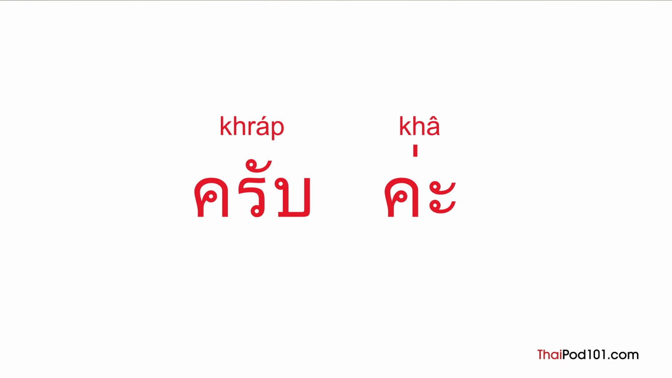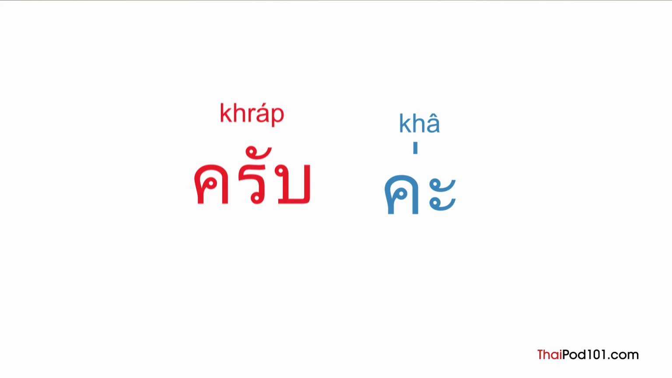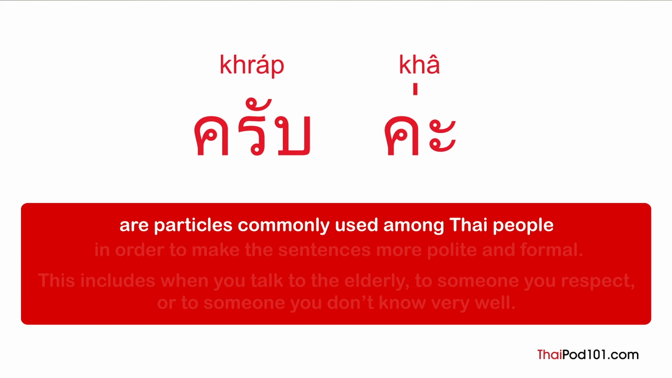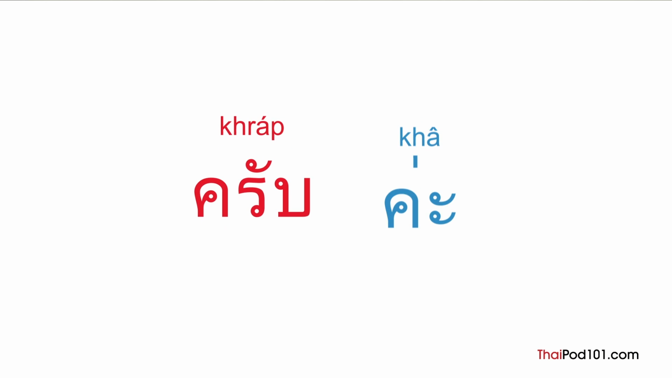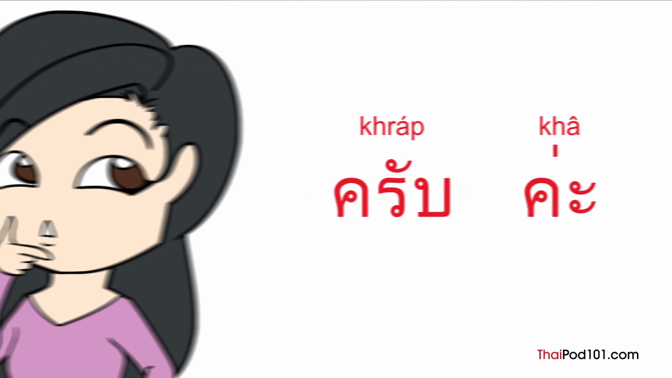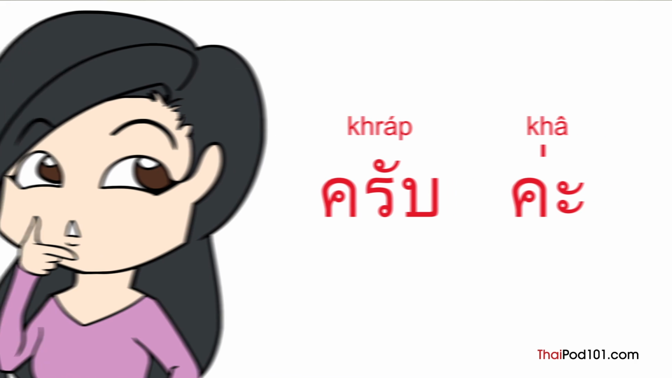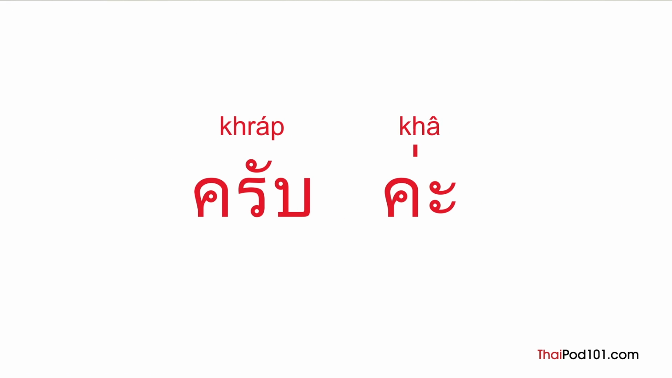To start, let me explain the basic meaning of these two words. Krap and ka are particles commonly used among Thai people in order to make the sentences more polite and formal. This includes when you talk to the elderly, to someone you respect, or to someone you don't know very well. Using krap and ka convey the message in a softer and more polite manner. So how do I use them? Well, the basic rules of these two particles are very simple and easy to understand.